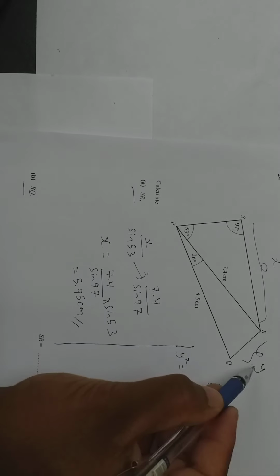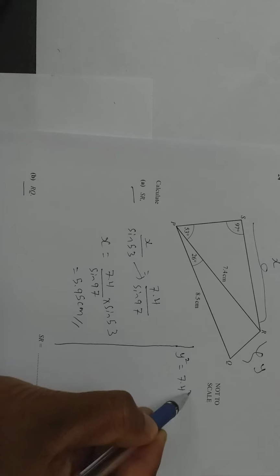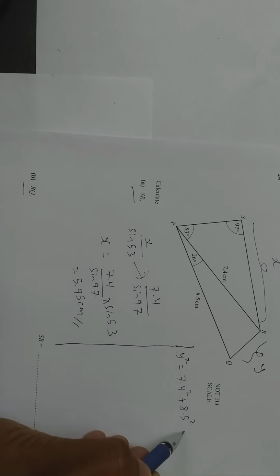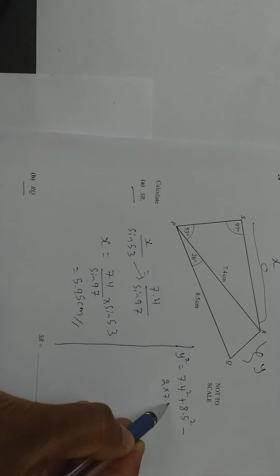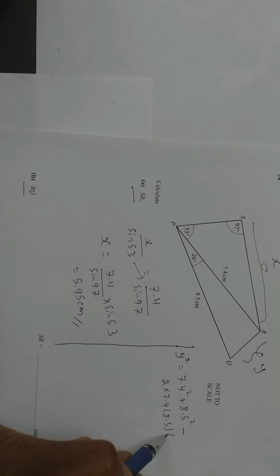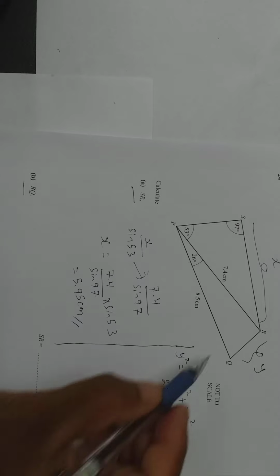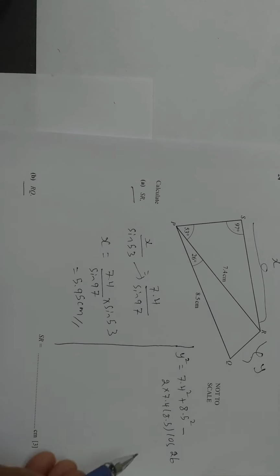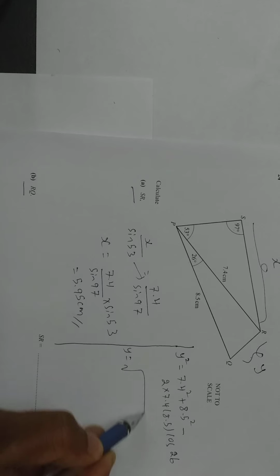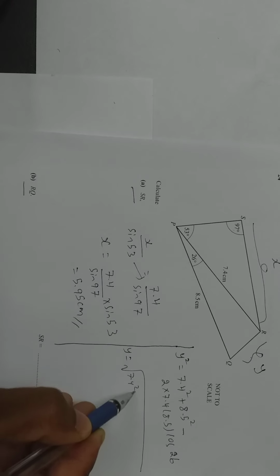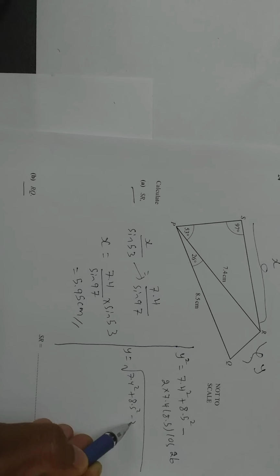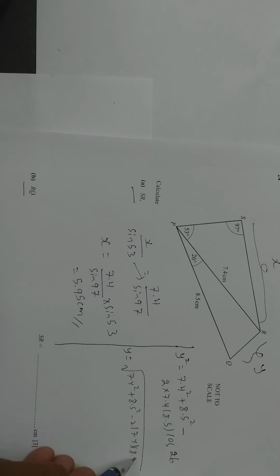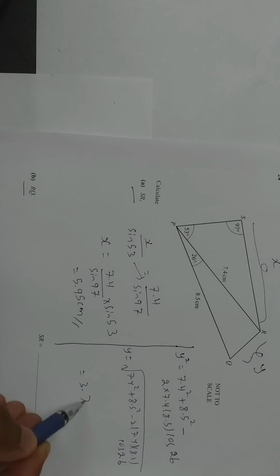So y square equals the other two sides: 7.4 square plus 8.5 square minus 2 into 7.4 into 8.5 into cos of the angle opposite to y, 26. So now y equals square root of 7.4 square plus 8.5 square minus 2 into 7.4 into 8.5 into cos 26. Place this in the calculator. You will get the y value to be 3.73. That is your RQ.